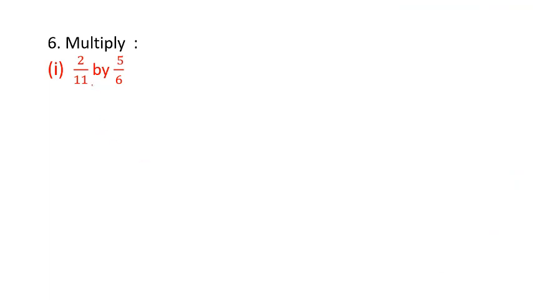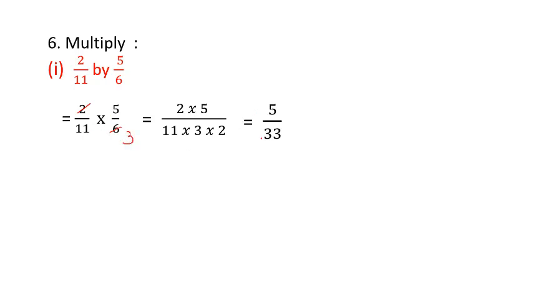Multiply 5 by 6 with 2 by 11. So what do you have to do? You have to just put a multiplication sign here and multiply. 2 into 5, 11 into, now I have broken the factor of 6, which is 3 into 2, or you can directly cut from here itself. 11 into 3, 33, so 5 by 33. You can ignore this step, but if you're not very sure, you can do it in this way.